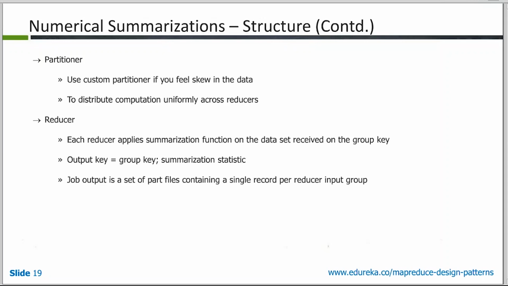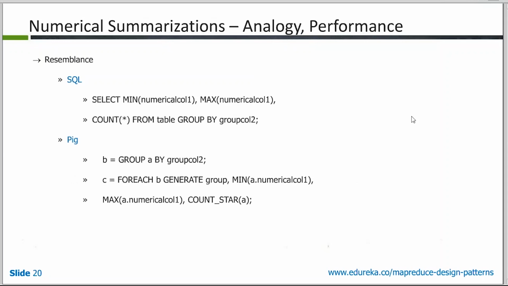So when we discuss the filter pattern tomorrow, we'll discuss something called simple random sampling. You do a simple random sampling on the big data and come up with a data set. By doing analysis on that smaller data set, you will figure out the skewness in the data. If there is skewness, it definitely augurs well that you also implement a custom partitioner. What this will do is distribute computation uniformly across the reducers.